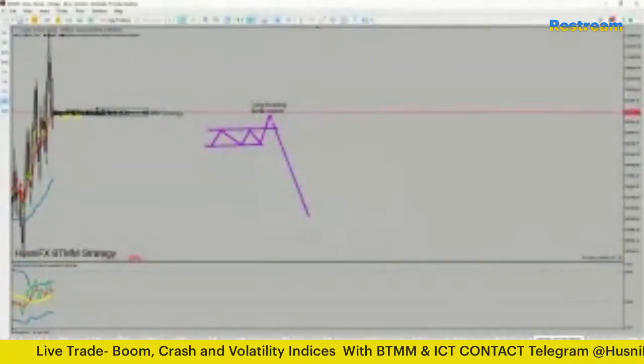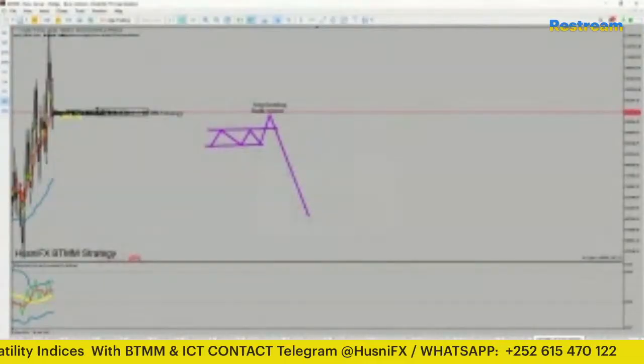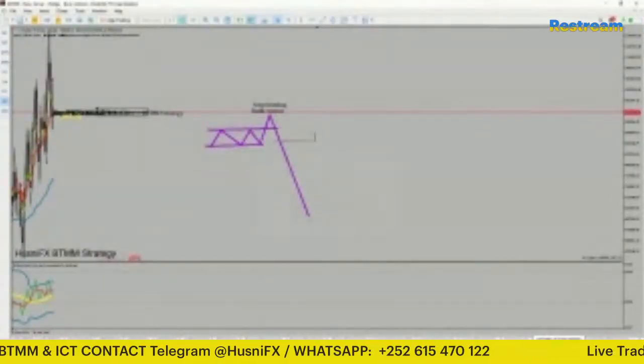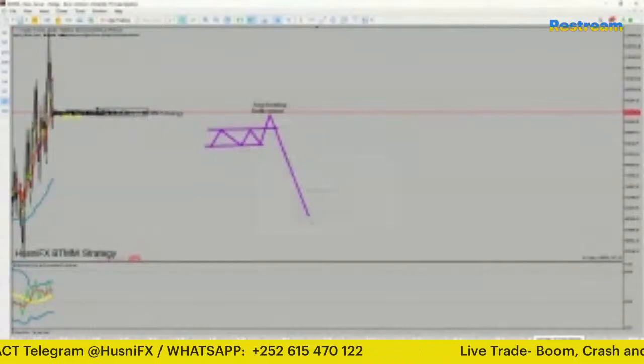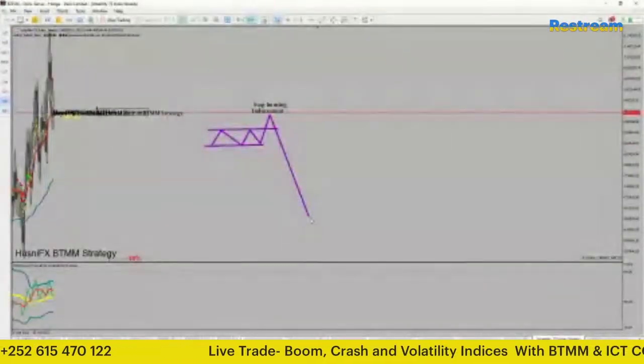When they push the price down after it has broken the consolidation zone, then they reverse the price into a down direction. What will they do next?